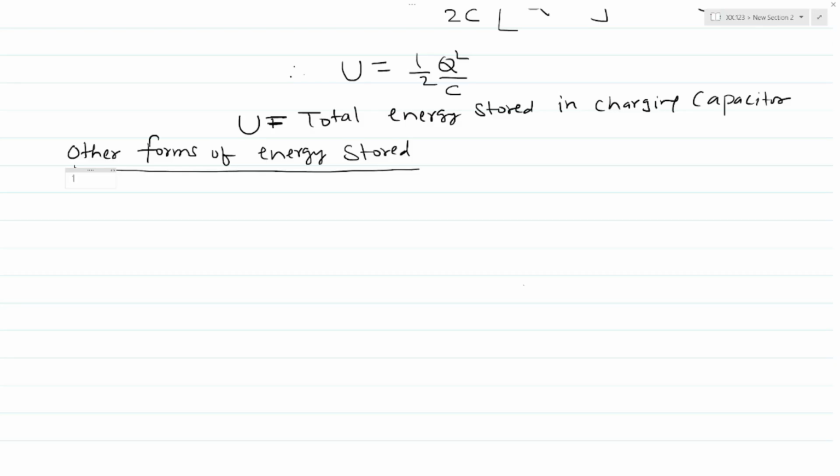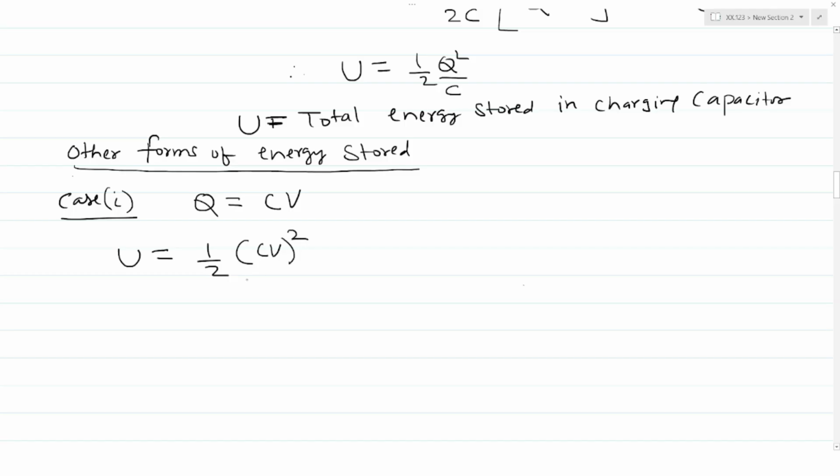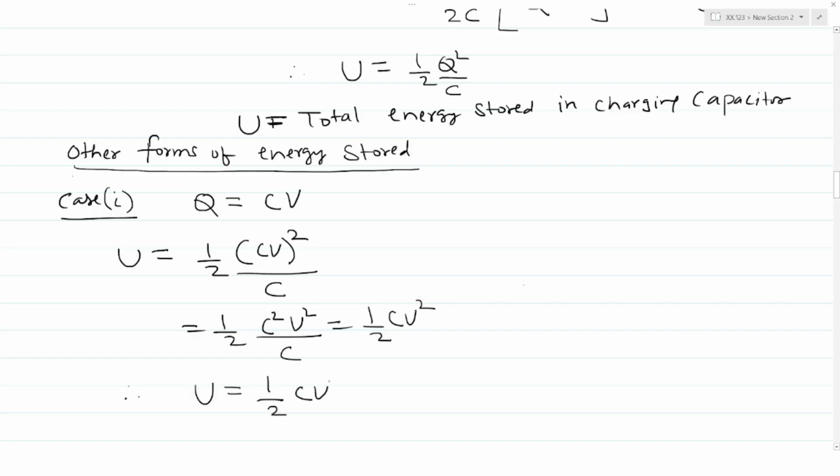And we can also express energy stored in the capacitor in different forms. Case 1, we know that Q equals CV. Therefore, U equals half Q square upon C. In place of Q, you can write CV. So that is CV whole square upon C, equals half C square V square upon C, equals half CV square. Therefore, another formula for energy stored in a capacitor is U equals half CV square.